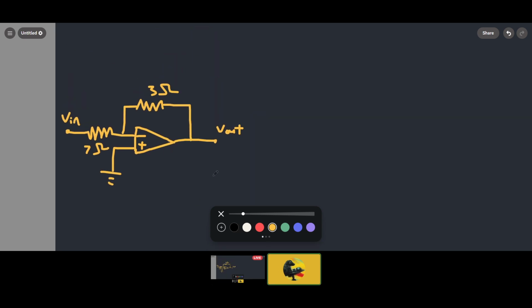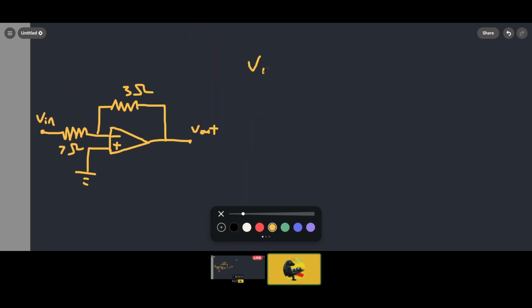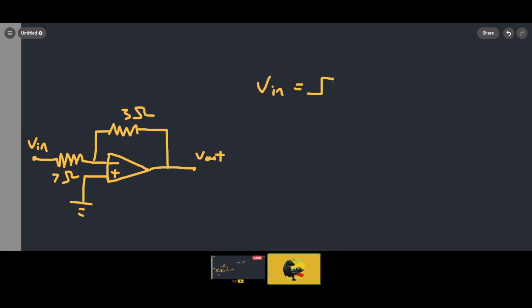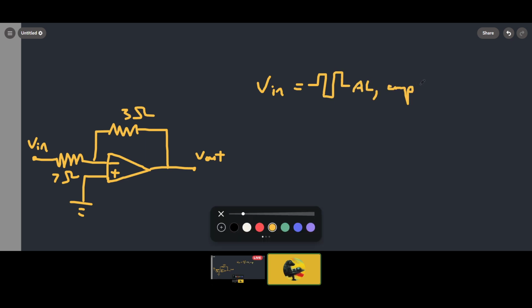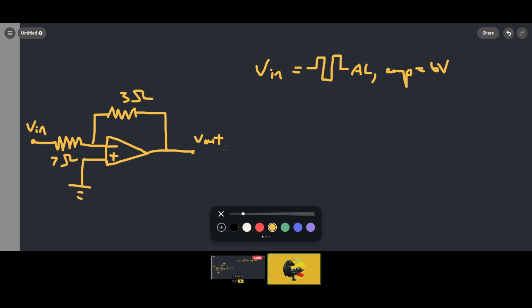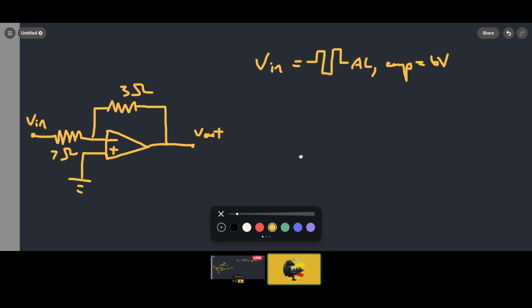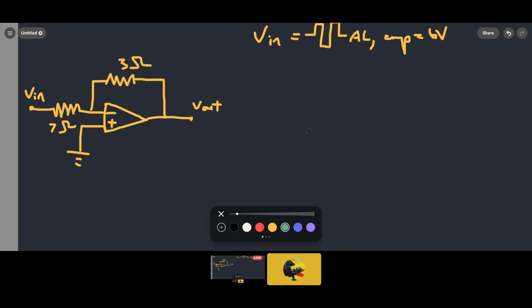Okay, so this is the question. V in is a square rectangular waveform, AC with an amplitude of 6 volts. With this information, find V out. You can pause the video now to go ahead and try. Sketch the graph of V out.